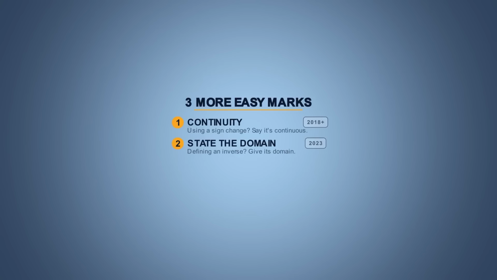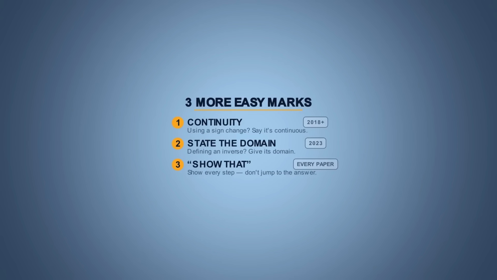The second is that when you define an inverse function, state the domain. In 2023, the report literally called it out as a point that has been referenced in many previous examiner reports. So that's funny because even the examiners are getting annoyed at this point. This is obviously a pet peeve of theirs. So yeah, do not forget that one.